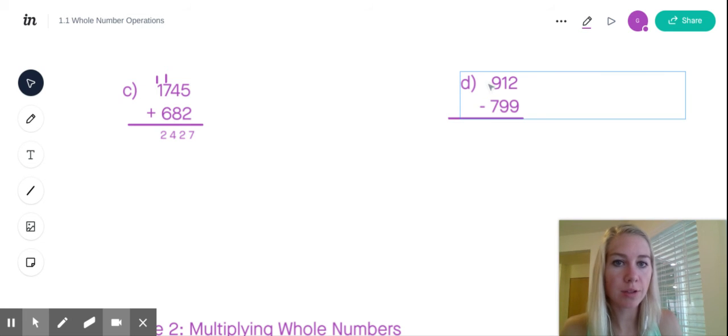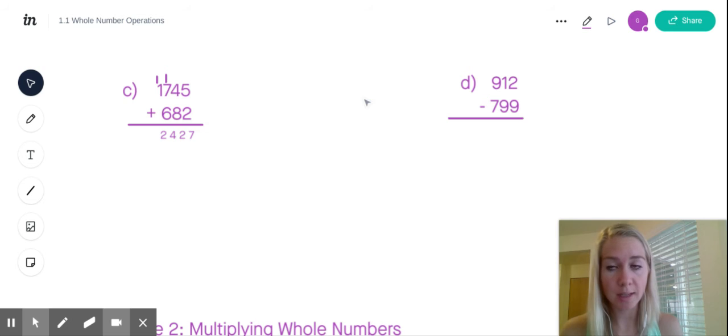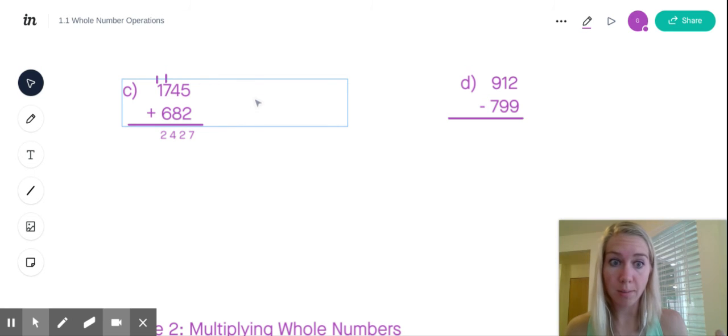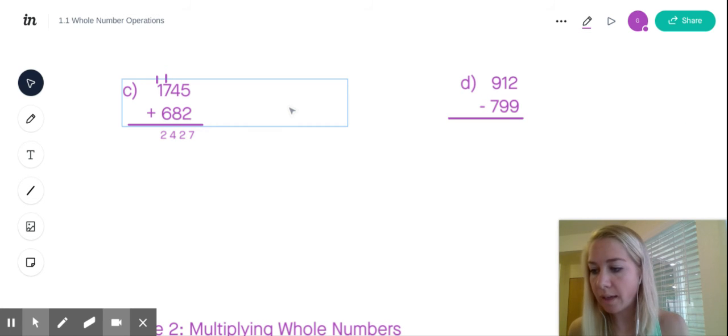Okay, let's go over one more subtraction problem together. We have 912 minus 799. Again, remembering that the bigger number always goes on top, especially when you're subtracting. But I would always like to see, even when you're adding, the bigger number go on top. Okay, so again, 912 minus 799.